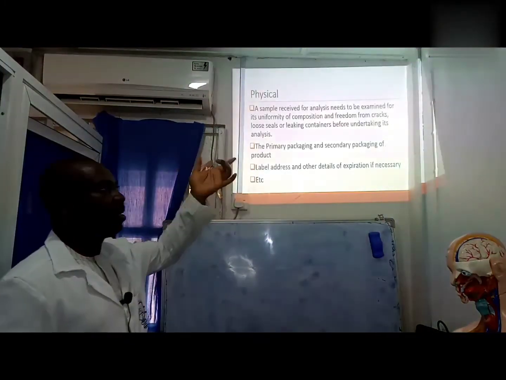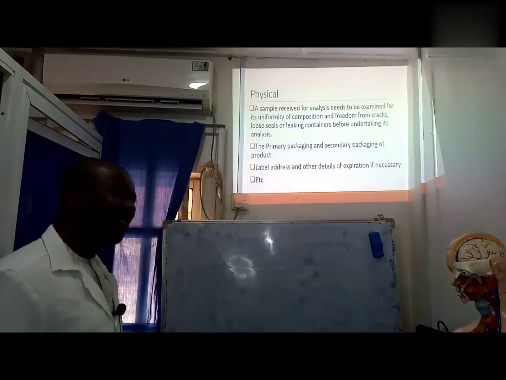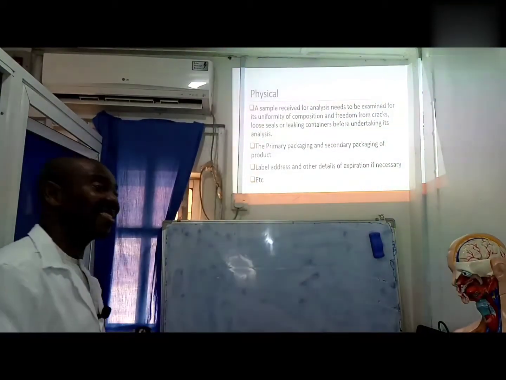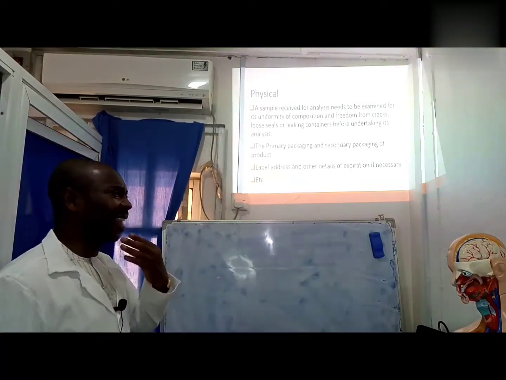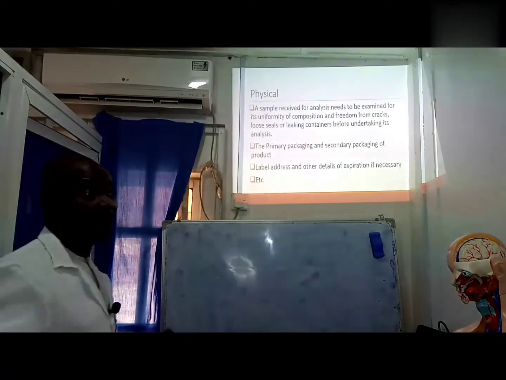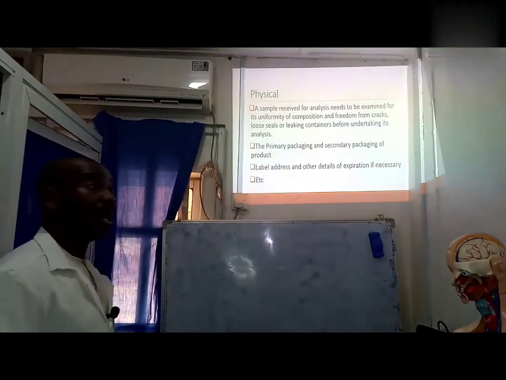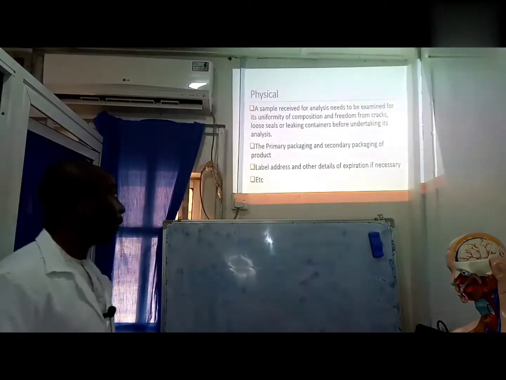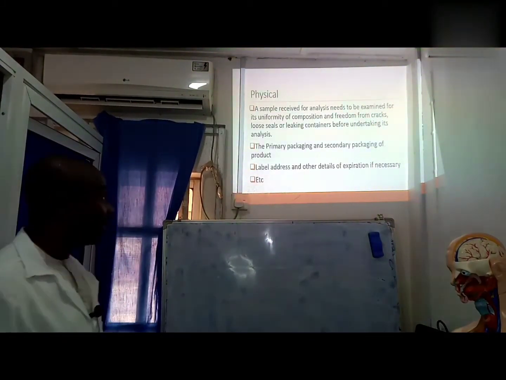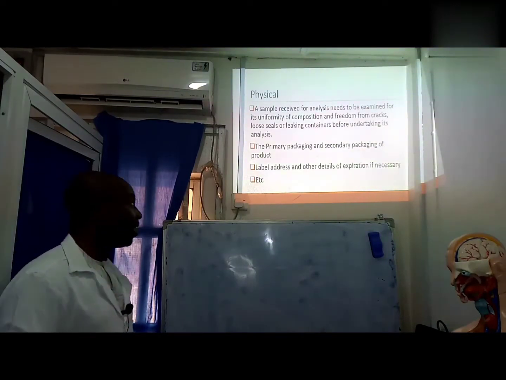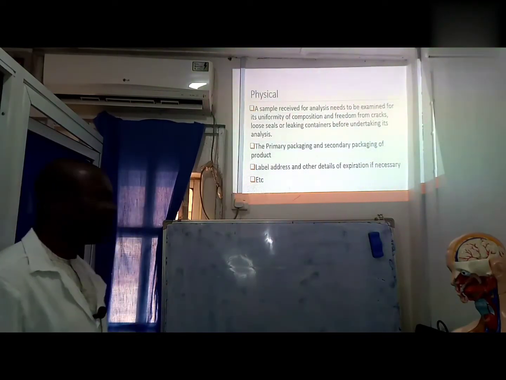And then looking at the labeling and everything, it should also show some seriousness. Once there are some errors, typos and all of that, then we can just put it aside, because this is serious business we are talking about here. So the primary packaging and secondary packaging are very important. Label, address, expiry dates and all these things.